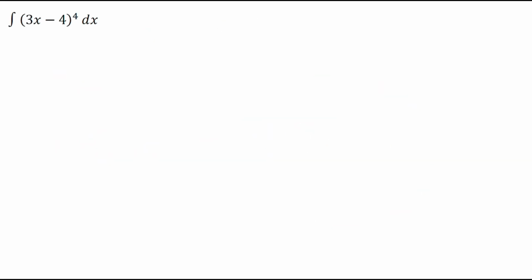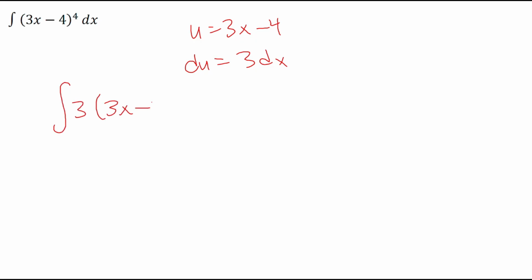This is a similar problem as the last one, but it becomes a little bit more difficult because we have 3x minus 4 to the 4th, right? It's 3x instead of just x. So we still want to do the same thing where u is 3x minus 4, and du then becomes 3 dx, which means we're going to have to put a 3 on the inside of that integral, along with a 1/3 on the outside of that integral.